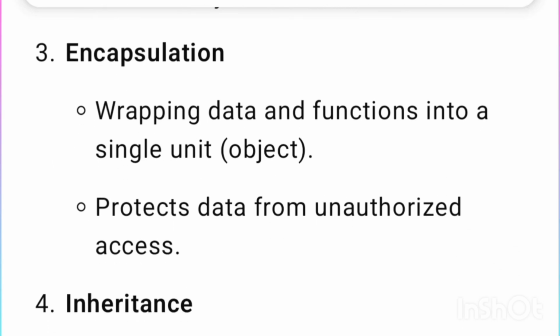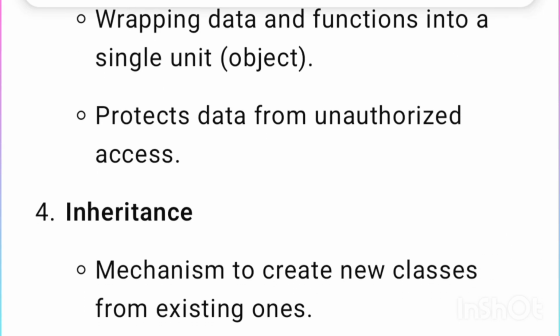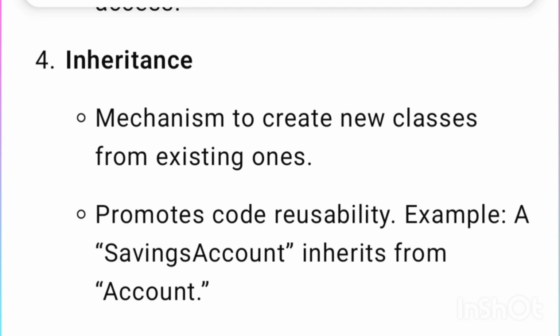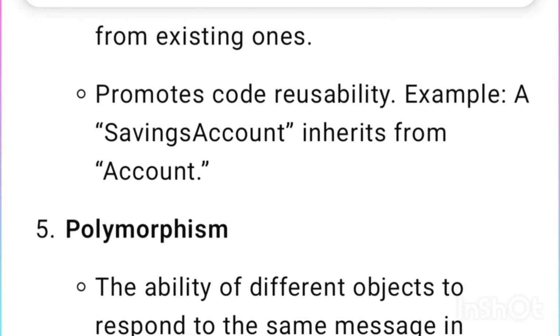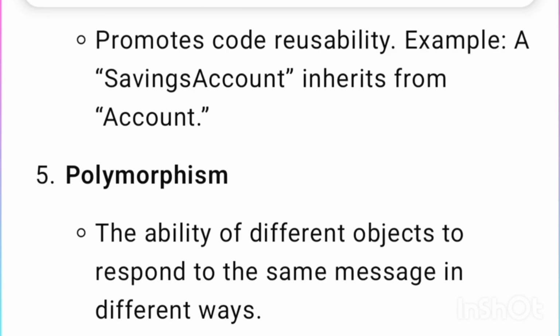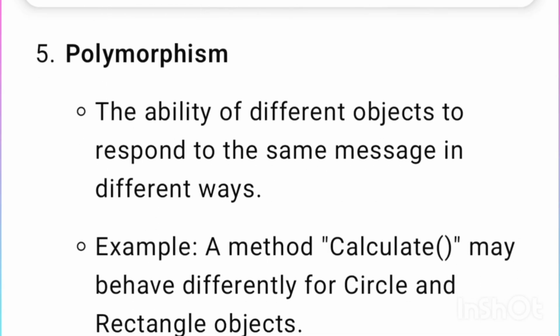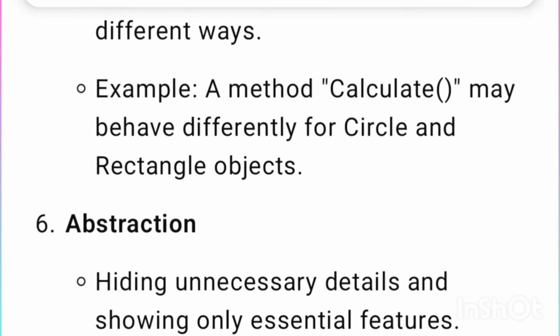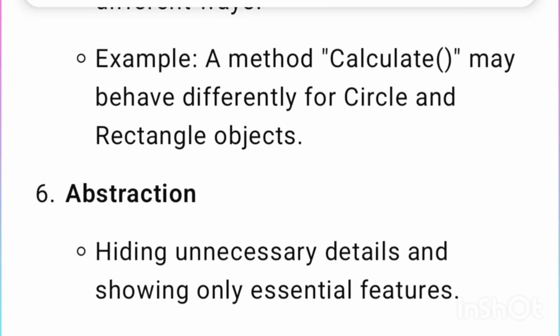3. Encapsulation. Wrapping data and functions into a single unit, the object, protects data from unauthorized access. 4. Inheritance: a mechanism to create new classes from existing ones, promotes code reusability. Example, a savings account inherits from account. 5. Polymorphism: the ability of different objects to respond to the same message in different ways. Example, a method calculate may behave differently for circle and rectangle objects.